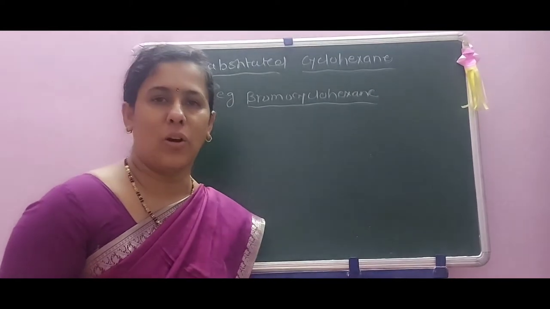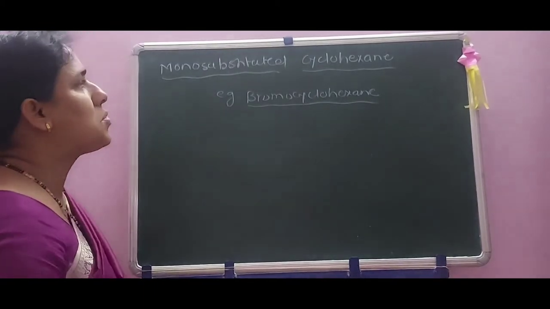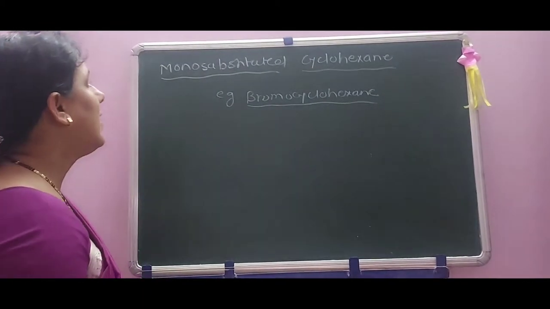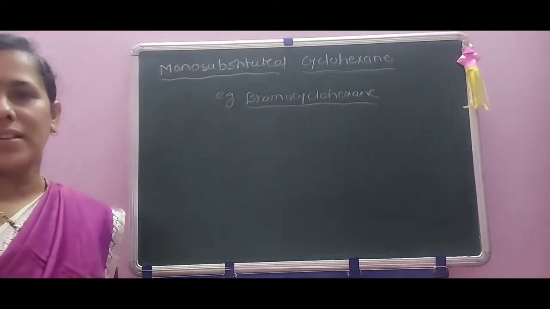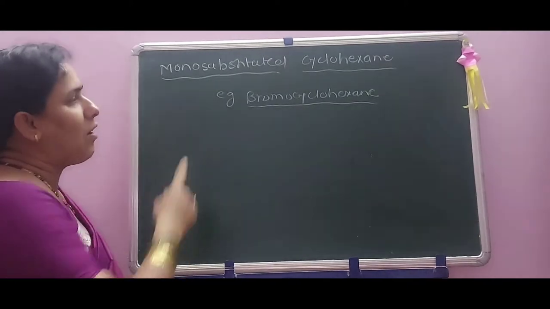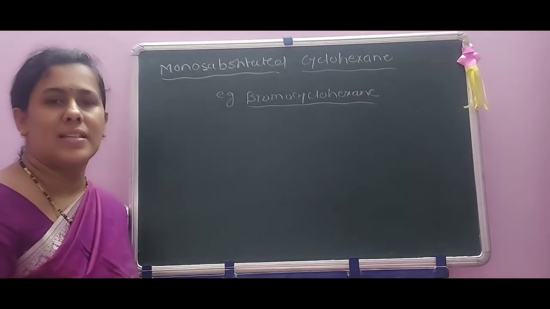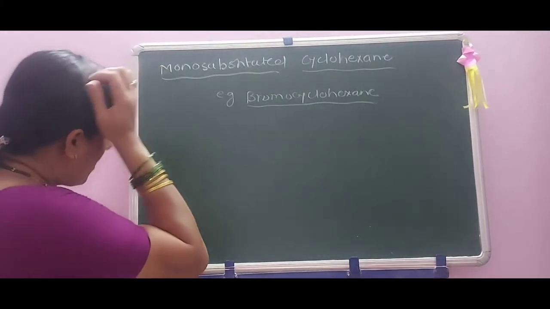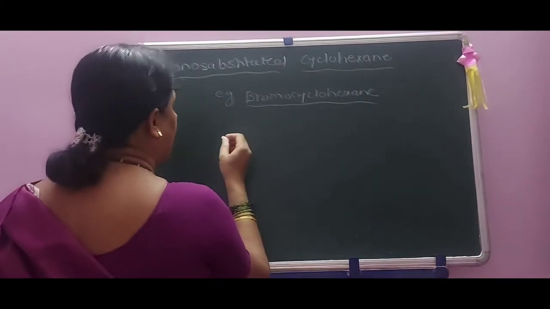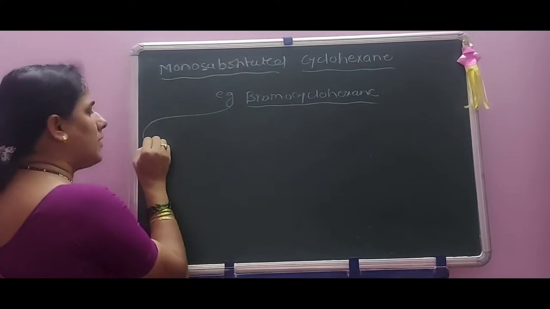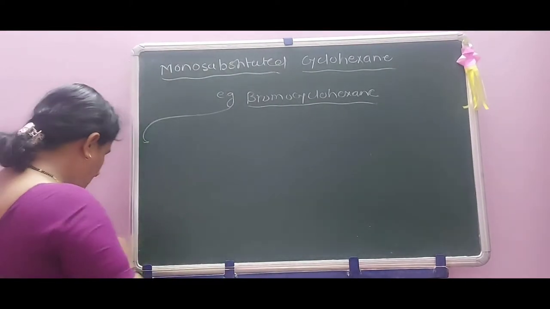Monosubstituted cycloalkanes, that is, monosubstituted cyclohexanes. In these cyclohexanes, we have the example of bromocyclohexane. In the last lecture, we studied cyclohexane normally. So let us start here. First of all, I can draw the diagrammatic representation here like this.